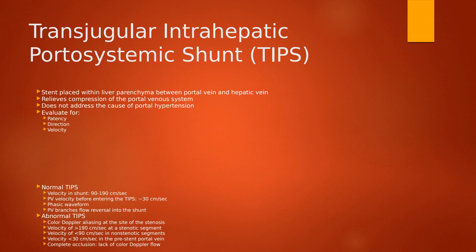So TIPS stands for transjugular intrahepatic portosystemic shunt, so quite a mouthful. It's when we place a stent within the liver tissue between the portal vein and the hepatic vein. So we use certain combinations. Usually we'll go with the right hepatic vein to the main portal vein. We'll use each patient on an individual basis where we connect this shunt.